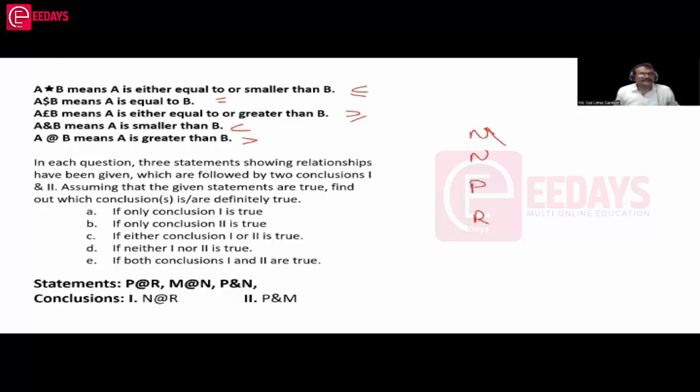What is the first one? N at the rate R, N is greater than R. N is here and R is here. So the first one is valid. P and M, P is less than M. P is here and M is here. So the second one is also valid. Both first and second one are true. It's a very simple one.